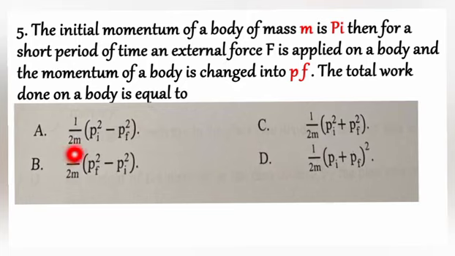A, 1 over 2m, momentum initial square minus momentum final. B, 1 over 2m, momentum final square minus momentum initial square. C, 1 over 2m, momentum initial square plus momentum final square. D, 1 over 2m, momentum initial plus momentum final, the whole square.